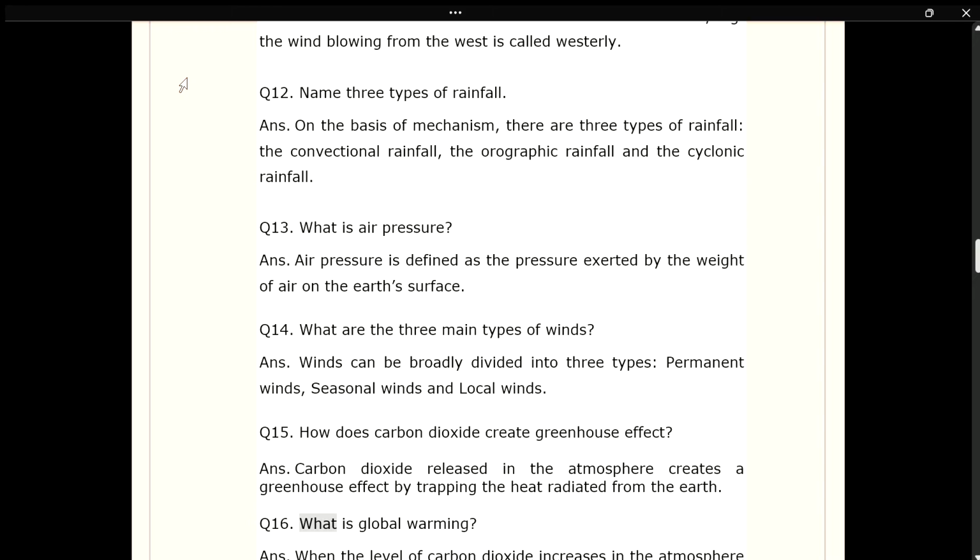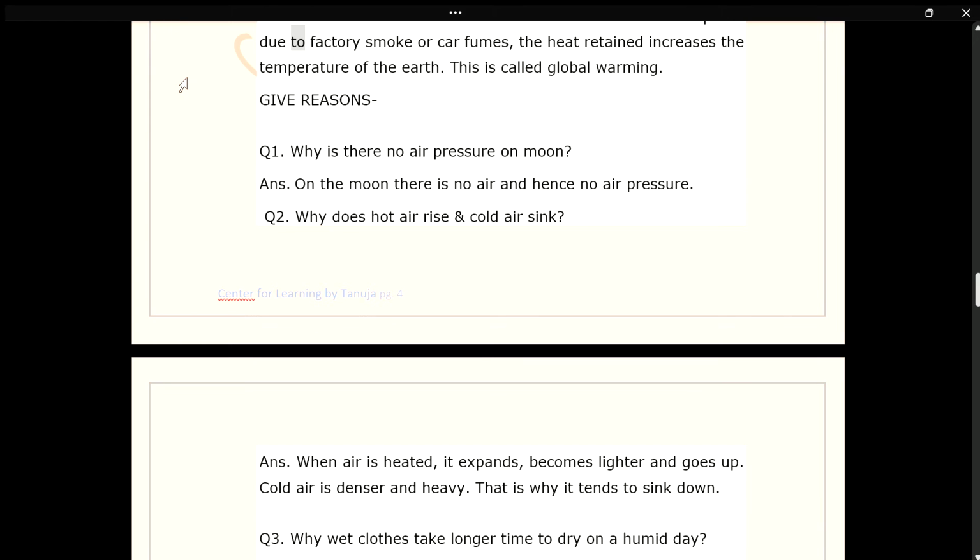Q16. What is global warming? Ans. When the level of carbon dioxide increases in the atmosphere due to factory smoke or car fumes, the heat retained increases the temperature of the Earth. This is called global warming. Give reasons. Q1. Why is there no air pressure on the Moon? Ans. On the Moon there is no air and hence no air pressure.